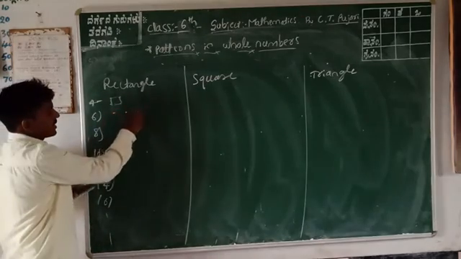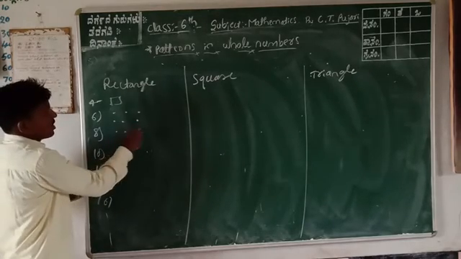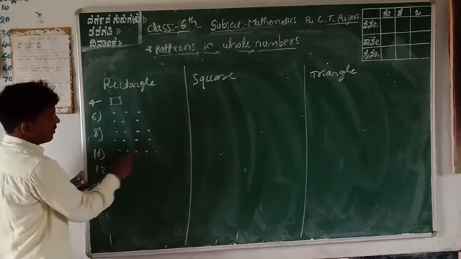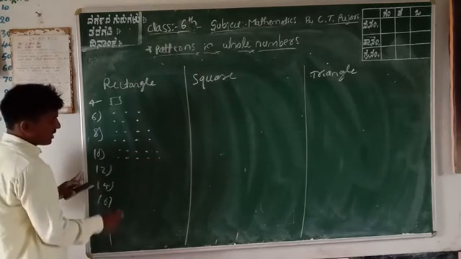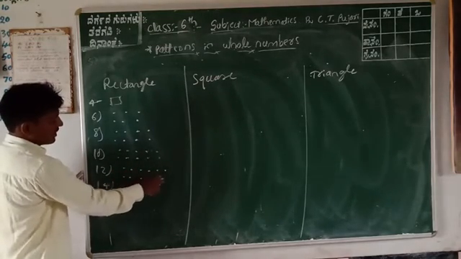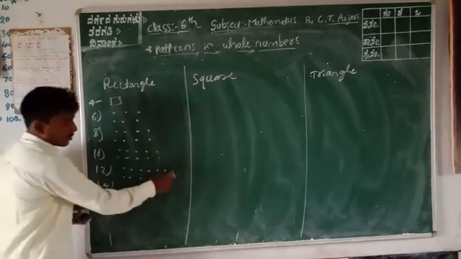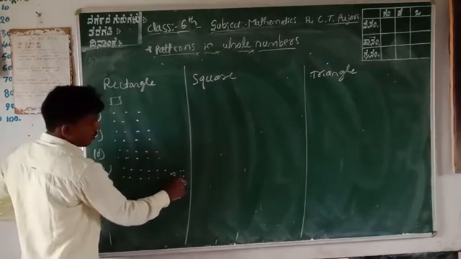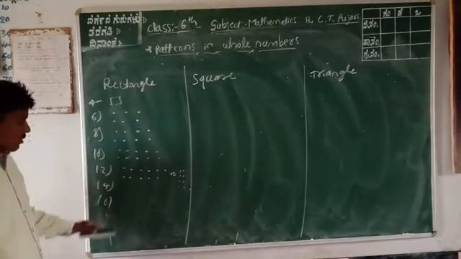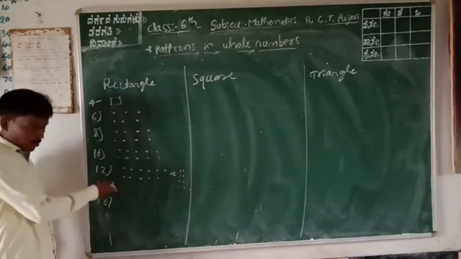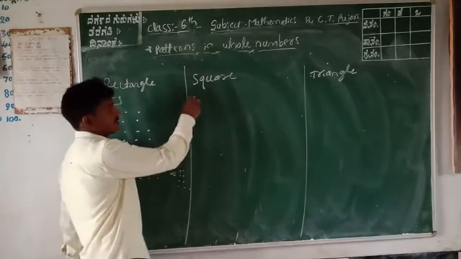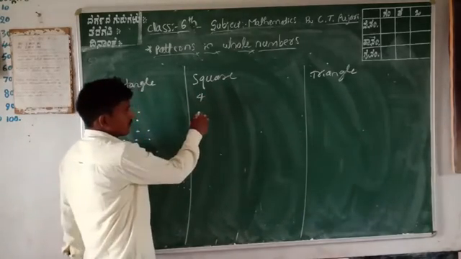6 means like this. 8 is 1 2 3 4, 1 2 3 4. 10 is 1 2 3 4 5, twice. 12 is 1 2 3 4 6, 1 2 3 4 5 6, and also 1 2 3 repeated, 3 is there, 4 threes are there. These are 2 rectangles. And 14 is also the same. Next, in squares, only square numbers: 4. Next one is what?